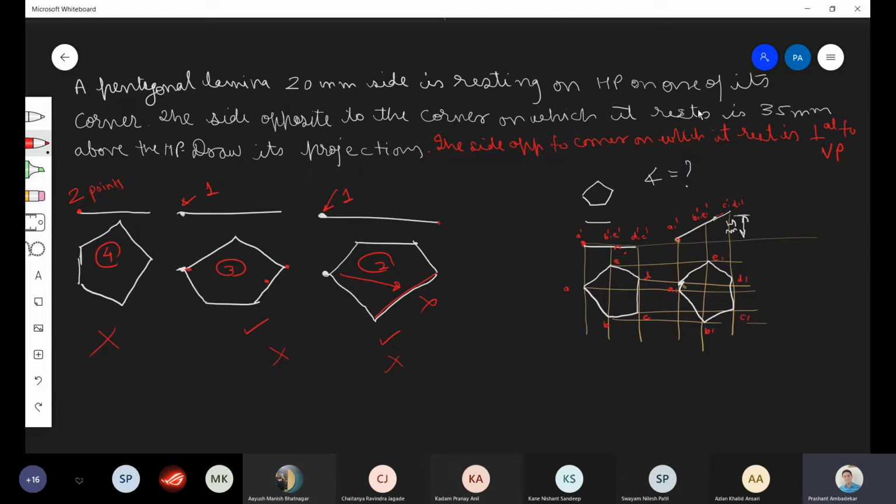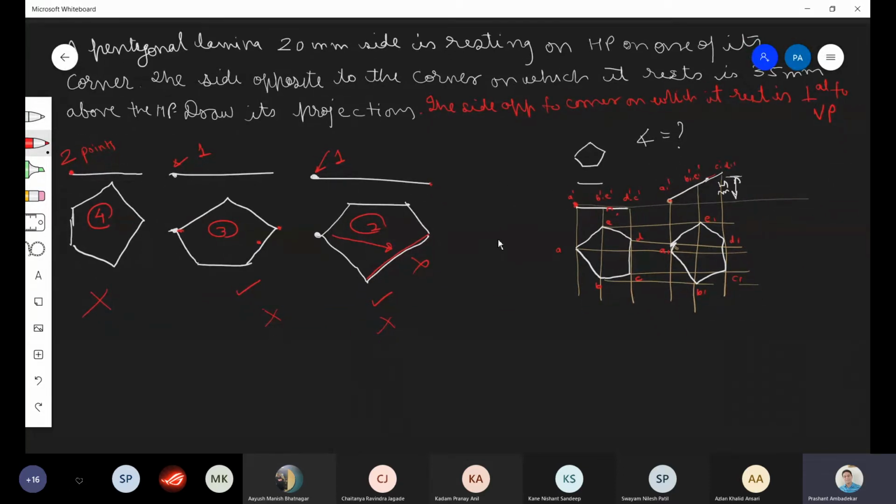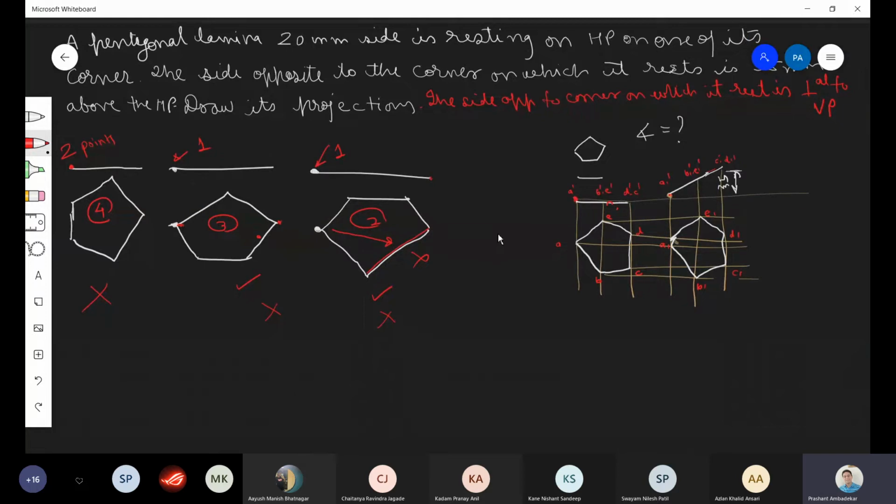Okay, students, now I'm going to modify this question such that we have inclination with both HP and VP. Now here the inclination is with HP only. Now I'm going to change the question such that the inclination is with VP also. So I'm writing the question here.